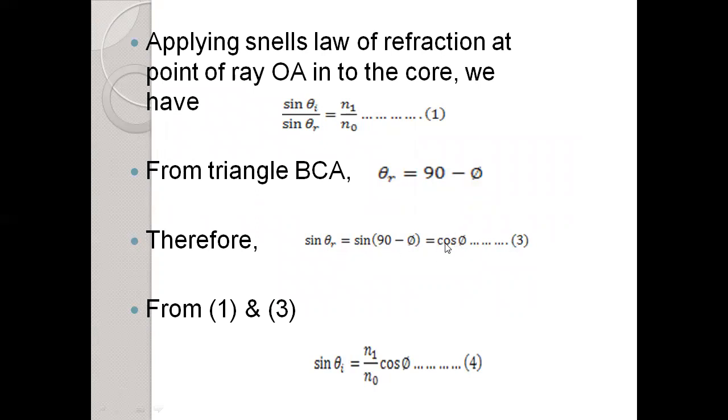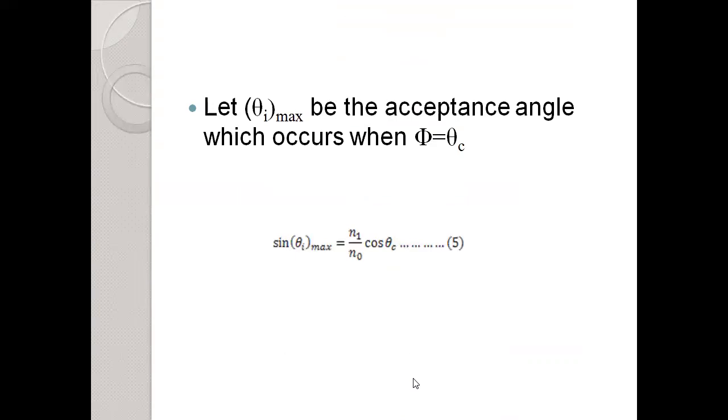Just replacing sin theta r with cos phi in the above formula, you'll have sin theta is equal to n1 by n naught into cos phi. Keeping that aside, now think that the angle of incidence theta i is the maximum angle for which, inside the core material at the interface, phi will be equal to the critical angle. Then if you replace the term, sin theta i maximum is equal to n1 by n naught cos theta c.